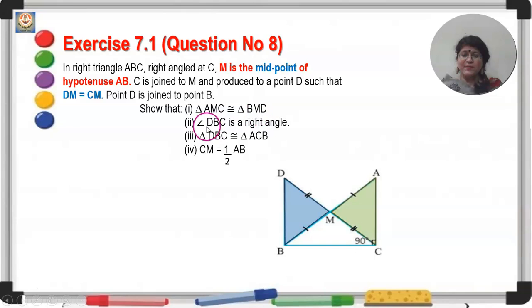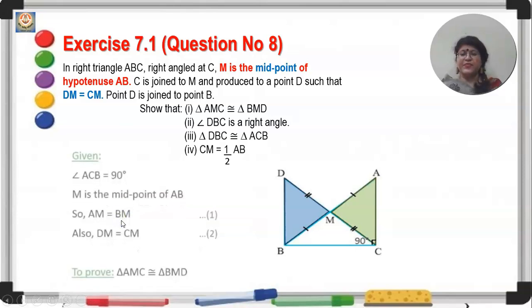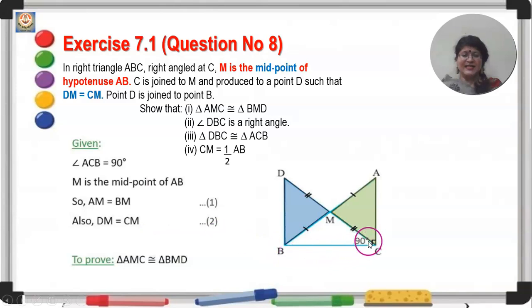So what we will do is one by one we are going to prove them in different parts. So I will take this as part 1. I've taken this as part 2, part 3 and part 4. So let us mention first what all is given. It is given that angle C is 90 degree and M is the midpoint of AB. And the meaning of that is AM congruent to BM, and I've numbered that as 1. Also, DM congruent to CM, which I've numbered as 2. It is not necessary to number them out here. Okay? To prove, this is the first part.